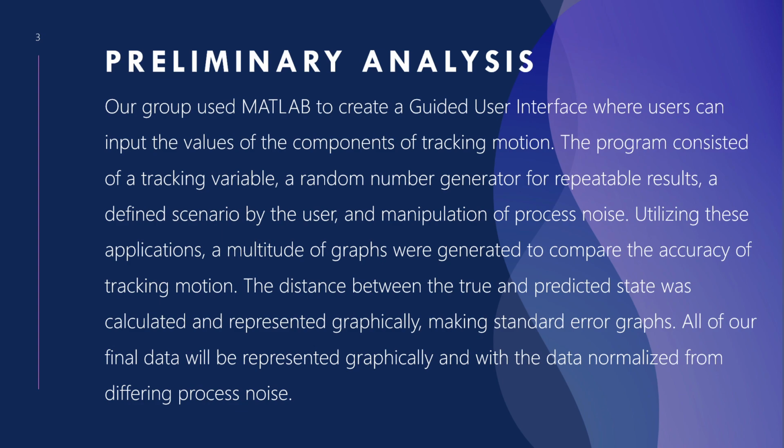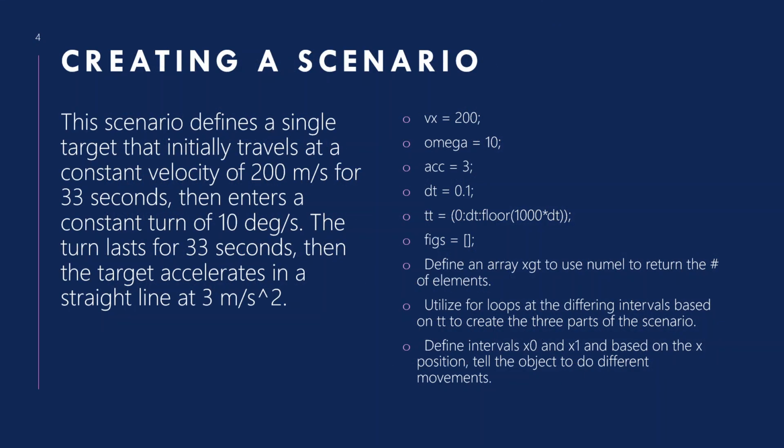So the preliminary analysis: our group used MATLAB to create a graphical user interface where users can input the values of components of tracking motion. The program consisted of a tracking variable, a random number generator for repeated results, a scenario defined by the user, and manipulation of process noise. Utilizing these applications, a multitude of graphs were generated to compare the accuracy of tracking motion. The distance between the true and predicted state was calculated and represented graphically, making standard error graphs. All of our final data will be represented graphically and with the data normalized from differing process noise.